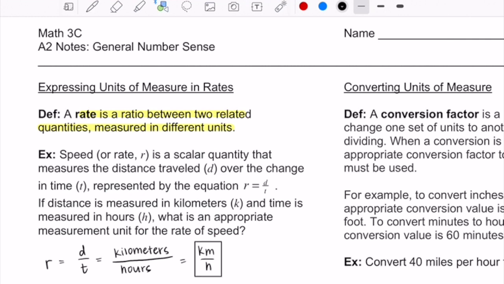So for this question, there's no number crunching that you have to do. You're not trying to solve for something. You're just trying to say what the units would be if you were going to be solving a problem like this.